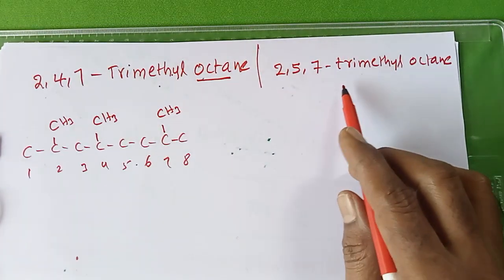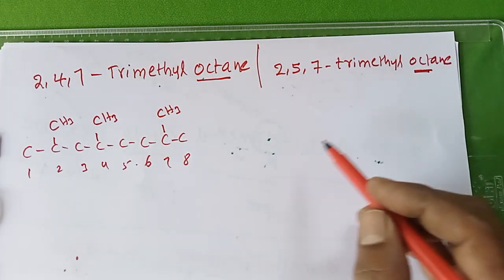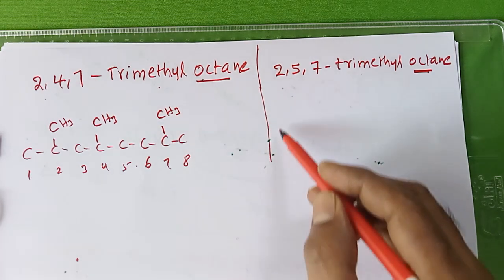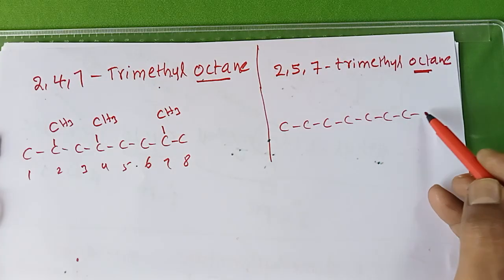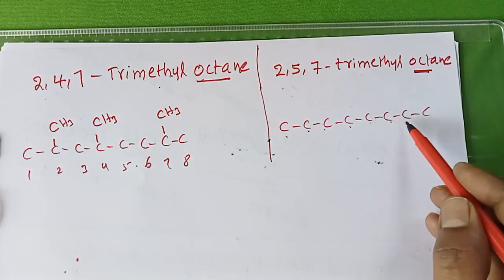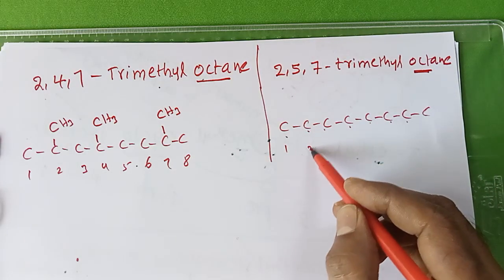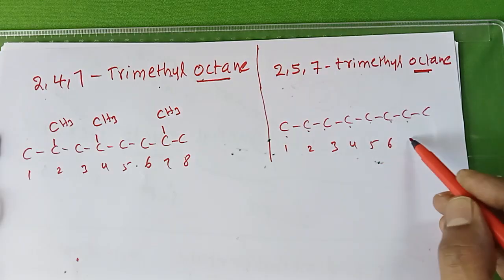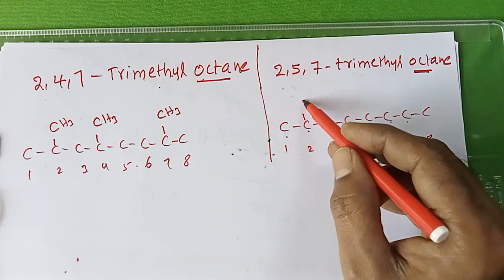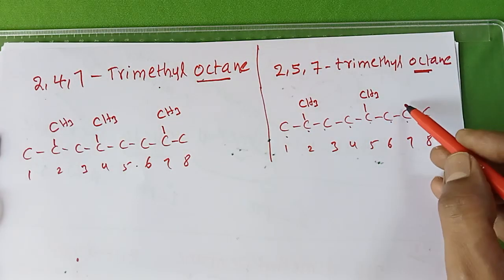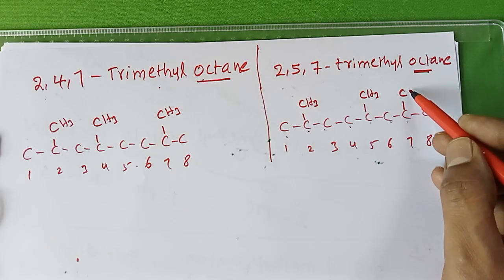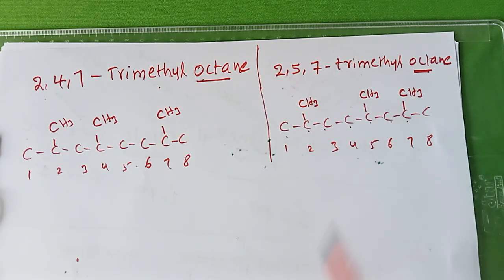Here also see the name. What is the root word? Oct, so the same 8 carbons, 1 2 3 4 5 6 7 8. Numbering also you give 1 to 8. Second carbon, methyl. Fifth carbon, methyl. Seventh carbon, methyl. So in this one, which is the correct name, which is the incorrect name?